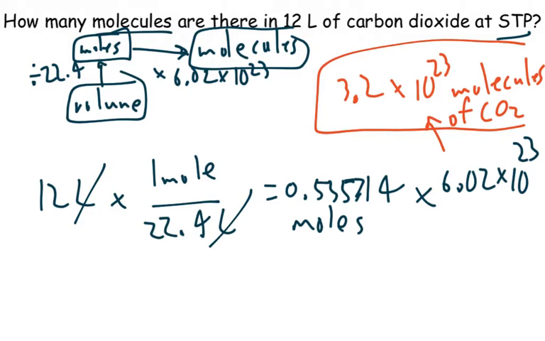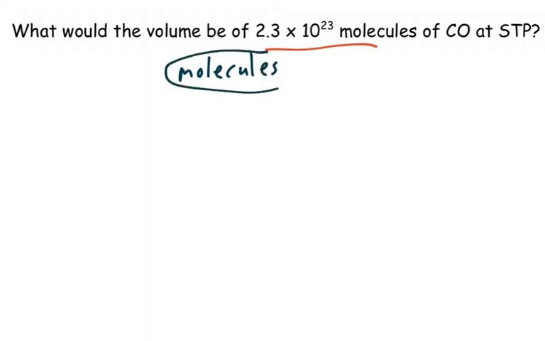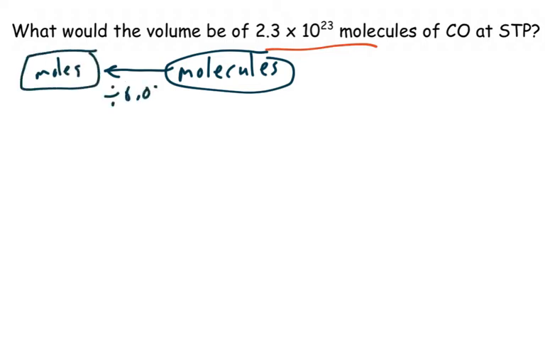All right, we got one more. Here we want to know, what would the volume be of 2.3 times 10 to the 23rd molecules of carbon monoxide at STP? Okay, so we're starting in particles. So a molecule is a type of particle. As you know, we're going backwards here, so we're going to need to go to moles using our flow chart. And in order to do that, we first divide by Avogadro's, which is 6.02 times 10 to the 23rd.